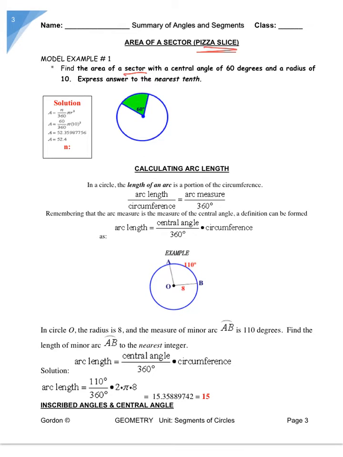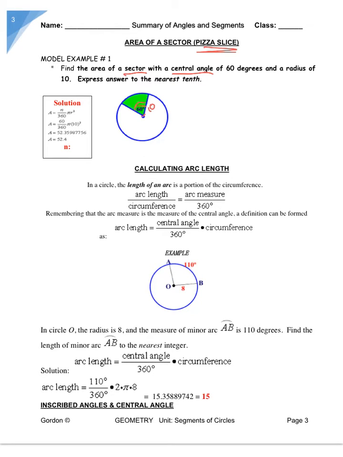Now we need to go into some things before we get back to this. So I'm going to move on to identify what a central angle is, but we'll get into the formal definition. The central angle is the angle at the center, and in this case it is 60 degrees and the radius is 10. So right here we have 10. You're going to express your answer to the nearest tenth.